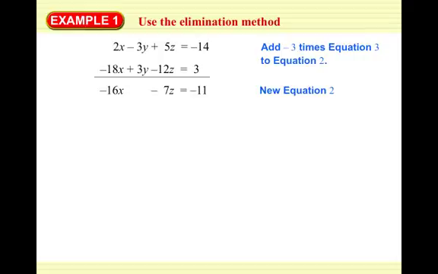All right. So 2x minus 18x is negative 16x. Negative 3y plus 3y zeroes out. 5z minus 12z is negative 7z. Negative 14 plus 3 is negative 11.